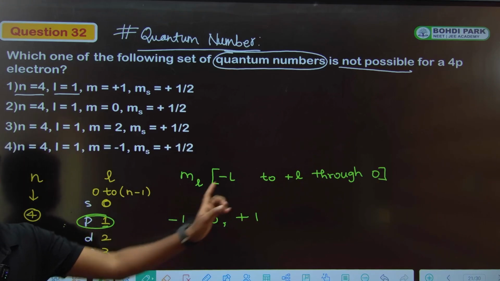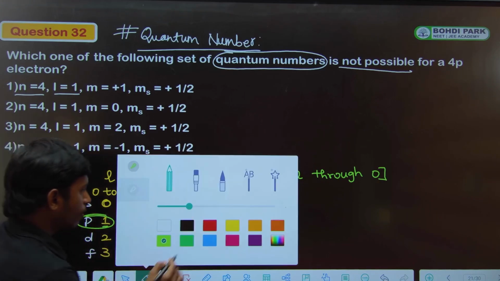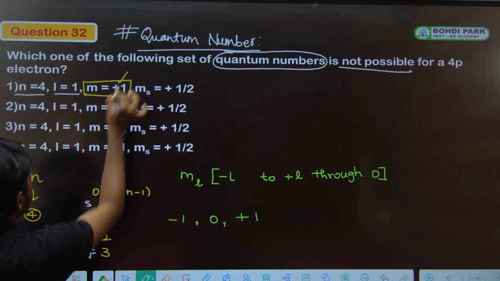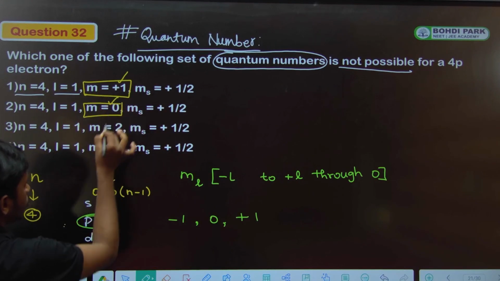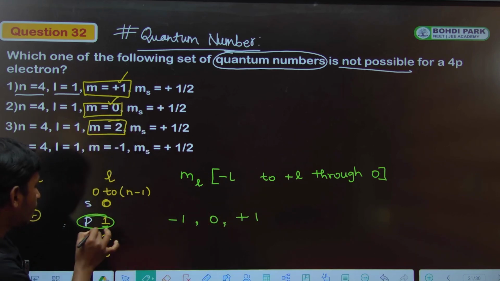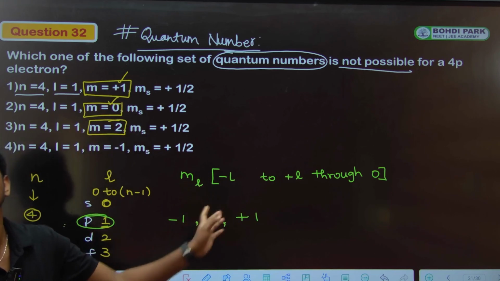Okay, 3 magnetic quantum numbers are possible for L value 1. Here, m value 1 is given, it is possible. M value 0 is given, it is possible. M value 2 is given, is it possible? M value 2 is not possible here. When L value is 1, M value 2 is not possible.